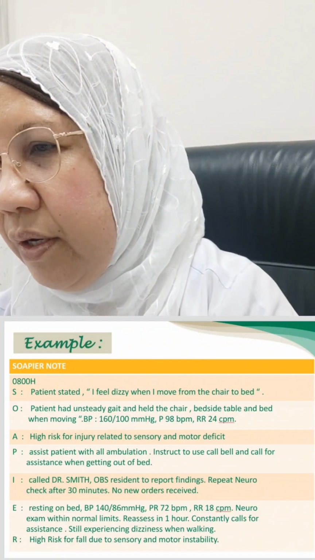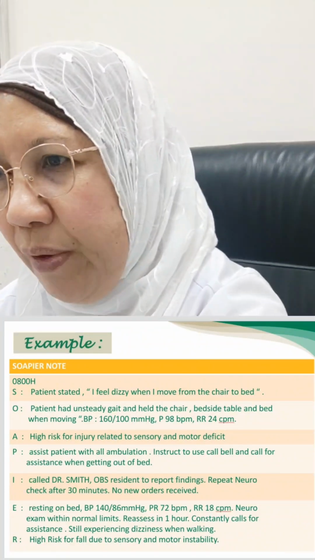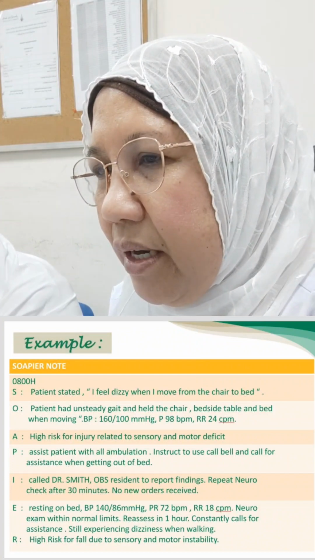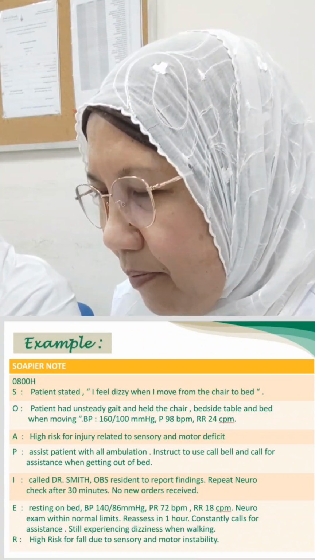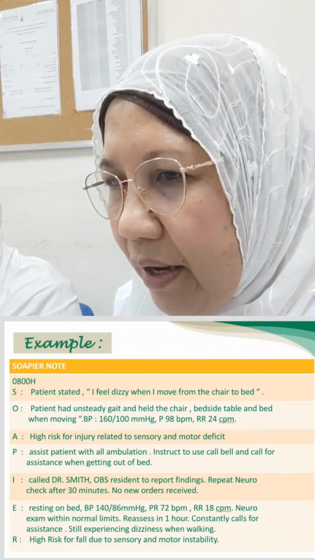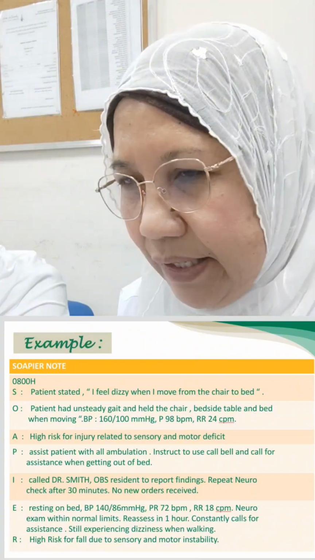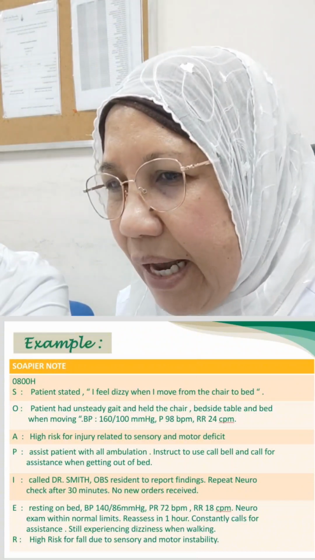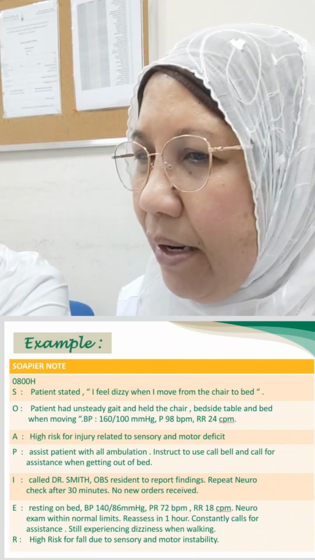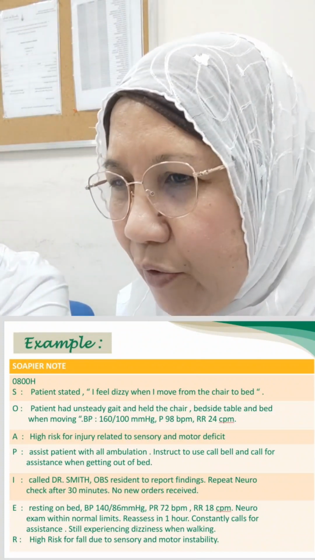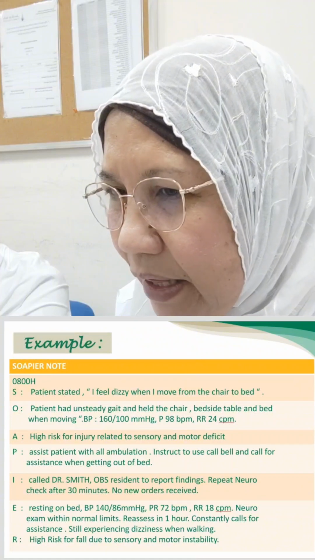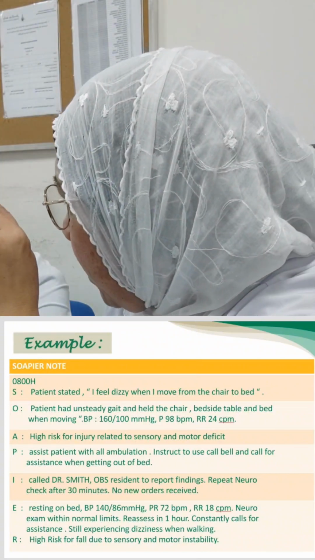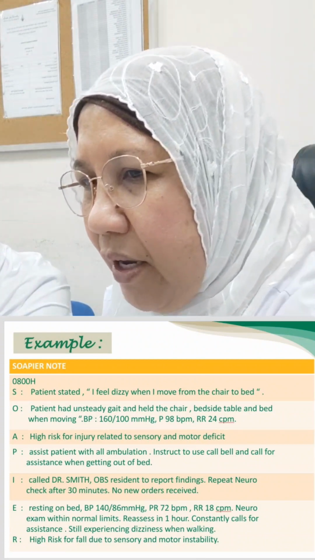Okay, we will continue. This is the example of nursing documentation by SOAPIER. See the example. This is example 0800 hours. Subjective, patient stated, she was telling you, I feel dizzy when I move from the chair to bed. That is subjective. Now the objective: patient had unsteady gait and held the chair, bedside table and bed when moving. Blood pressure 160 over 100 millimeters of mercury. Pulse rate is 98 beats per minute. Respiratory rate is 24 cycles per minute. So this is objective. You are the one who observes the patient, and you are the one who checks the vital signs.